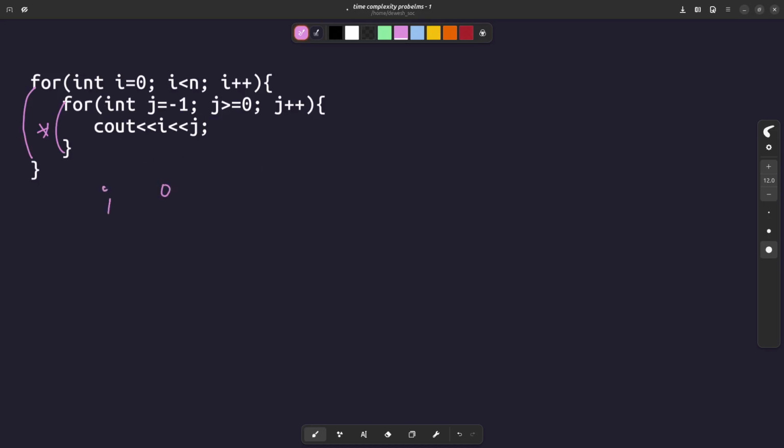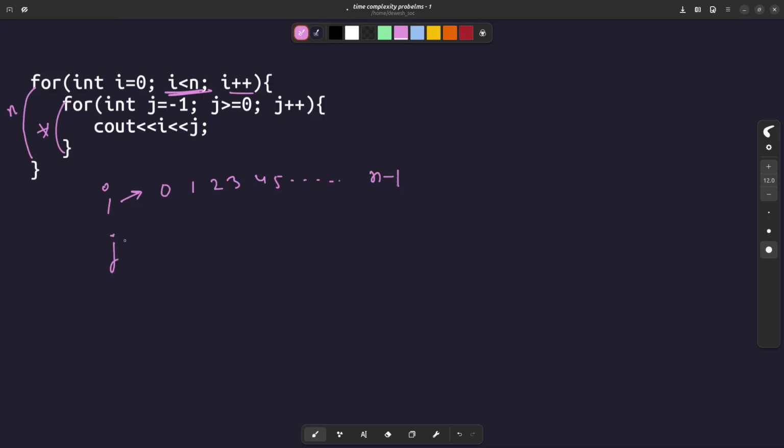So basically, i is going from 0 to n minus 1 because there is no equal to sign, right? So n minus 1, 1, 2, 3. At each step, we are just increasing by 1. So this is the series for i. How many terms are there? n terms are there. So okay, fine. Outer loop runs n times. Correct. What about the inner loop?